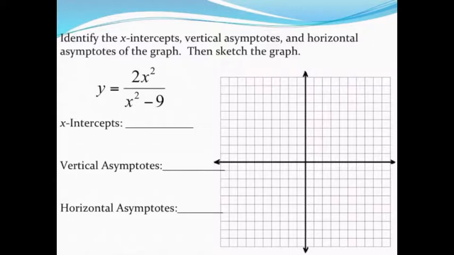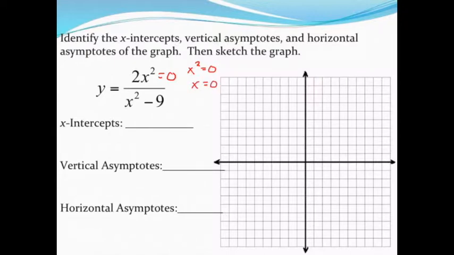The first thing that I like to find when I'm graphing one of these rational functions is the x-intercepts. The x-intercepts are whatever would make the top, the numerator of my fraction, equal to 0. So I'm literally going to set the top equal to 0 and then solve. In this case, I'm solving the equation 2x squared equals 0. So I'll divide both sides by 2 and get x squared equals 0. And then I'll take a square root and end up with x equals 0.